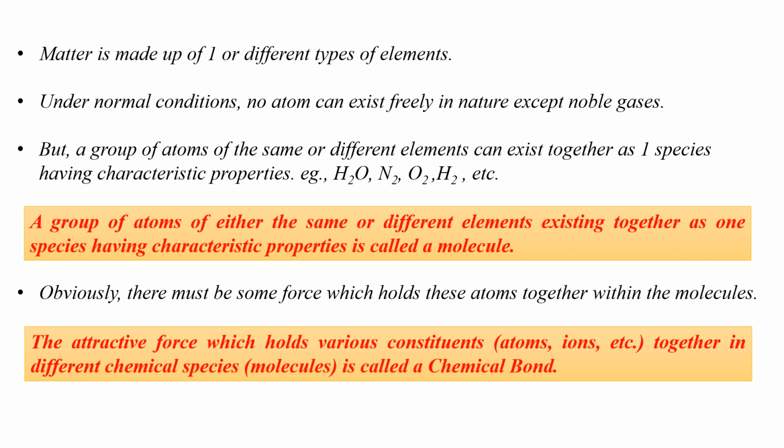Clear? There must be some force. If you take the example of water, H2O, there must be some force which holds the two atoms of hydrogen and the single atom of oxygen together as one species. This force which holds these atoms together within the molecule is called a chemical bond. So what is a chemical bond? How is it defined? The attractive force which holds various constituents, be it atoms, ions and so on, together in different chemical species or different molecules is called a chemical bond.